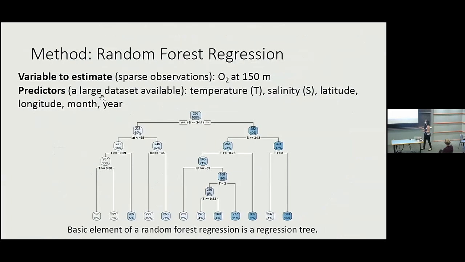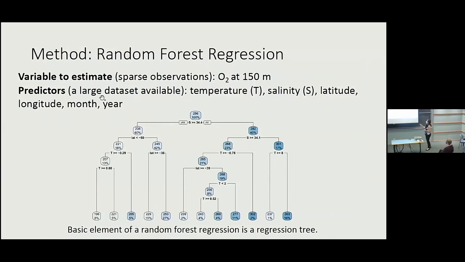So the target, our variable to estimate, was oxygen. We did this as a proof of concept. We looked only at oxygen at 150 meters. And we used as predictors those variables for which we have a large data set available: temperature, salinity, latitude, longitude, month, and year.